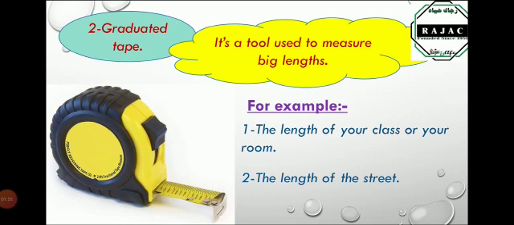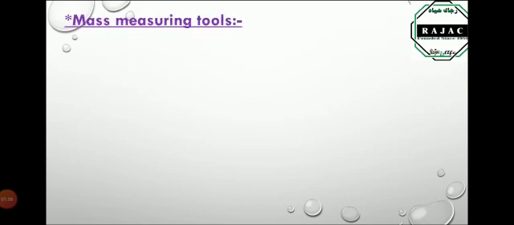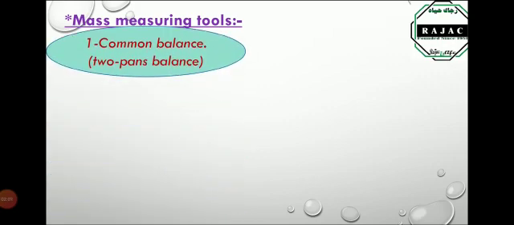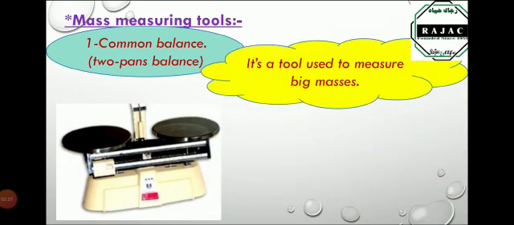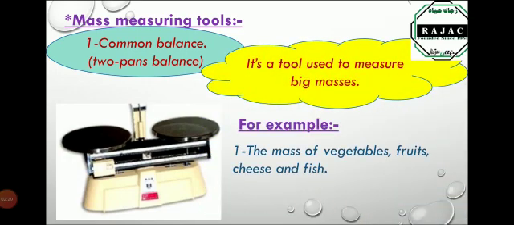So easy. Now guys, it's time for mass measuring tools. We use two tools too. First, the common balance or two pans balance. This is your common balance. We use the common balance to measure the mass of vegetables and fruits. And of course, they are big masses, not small masses. So, the common balance is a tool used to measure big masses, like the mass of vegetables, fruits, cheese, and fish.